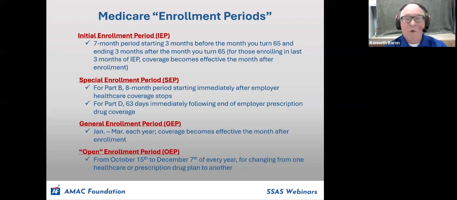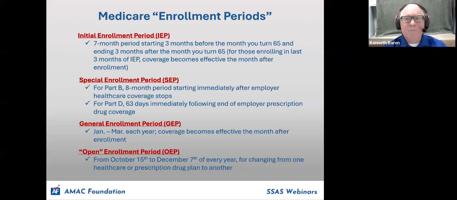But let's start, first of all, with the initial enrollment period. So initial enrollment period is basically a 7-month window. It includes the month one turns 65. It is 3 months prior and 3 months after turning 65. Okay. So the coverage does become effective the month after someone enrolls. If you're about to turn 65, please keep this in mind that you are now probably within your initial enrollment period if you're within 3 months of turning 65.